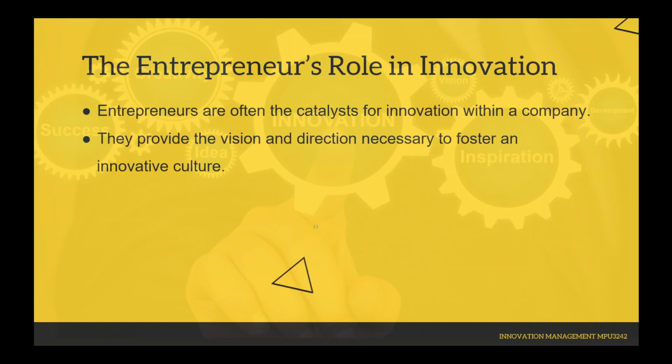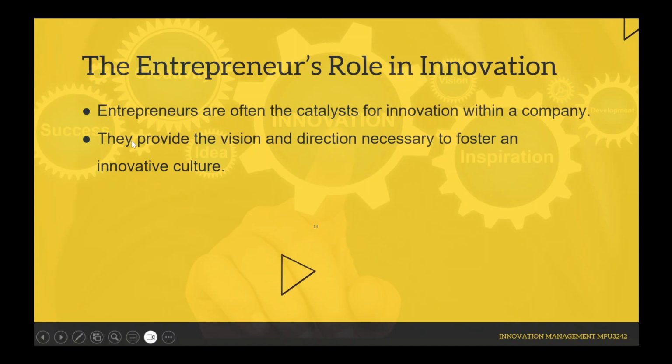So what is the entrepreneur's role in innovation? Actually, entrepreneurs are often the catalyst for innovation within the company. The entrepreneur is normally the founder of the company, so it will create more success if the entrepreneur has an innovative mind. In case they have ideas, normally they will contribute to a better prospect for the business.